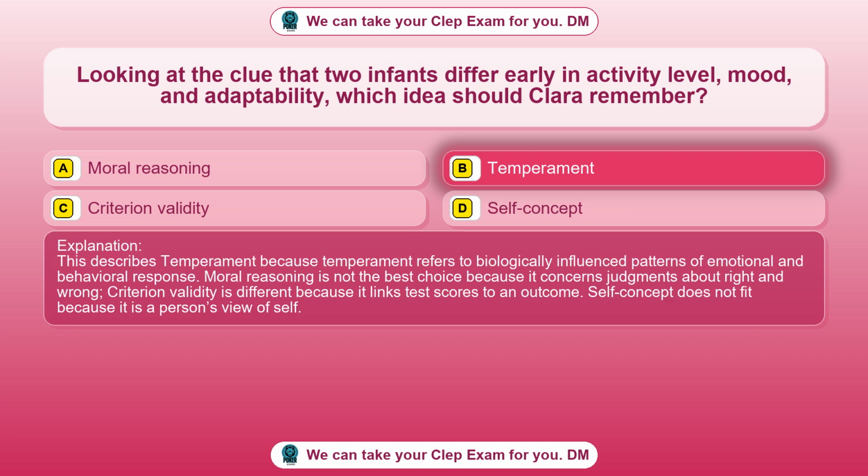This describes temperament because temperament refers to biologically influenced patterns of emotional and behavioral response. Moral reasoning is not the best choice because it concerns judgments about right and wrong. Criterion validity is different because it links test scores to an outcome. Self-concept does not fit because it is a person's view of self.